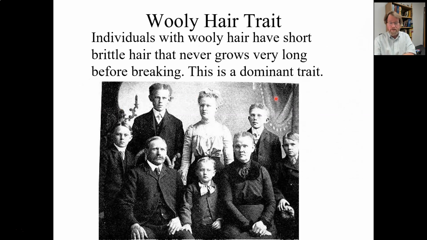So here's a great example. This is a situation called woolly hair, where the hair grows, but it never grows very long because the shaft of the hair is very brittle, and it curls up and then it breaks off. And in this family, you can see there's a certain style to the woolly hair. There's usually a part right down the middle, and this photograph isn't the best, but it looks a lot like steel wool or a nubby sort of texture.